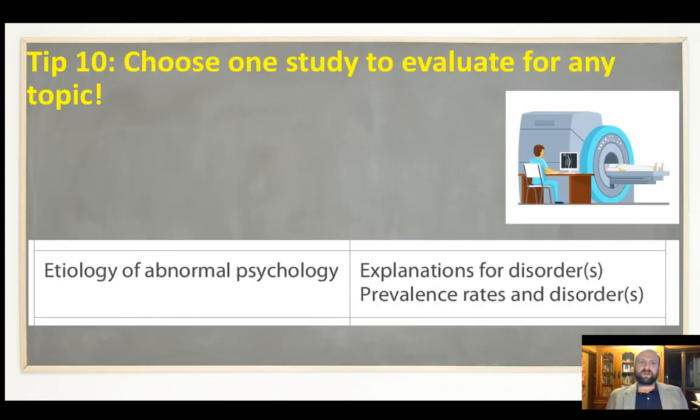Now, one last tip, one of my final tips is choose one study out of those 6 that could be linked to any of these topics, because you might be asked a question to evaluate one study related to etiologies, explanations, or prevalence rates, and that's really tough. That's a very, very tough question. But so I would choose one of them that you can evaluate. Ideally, it's a study that can be used in the core as well.